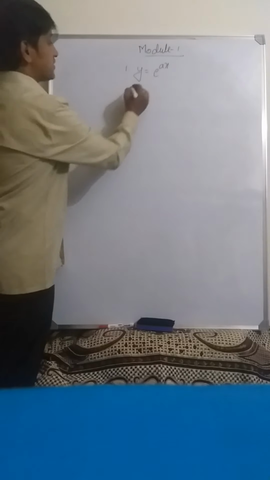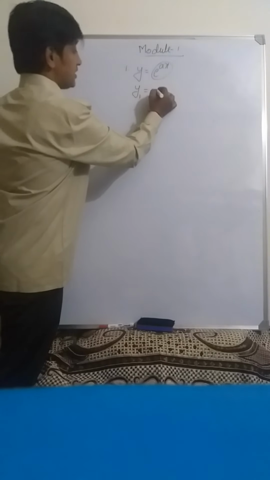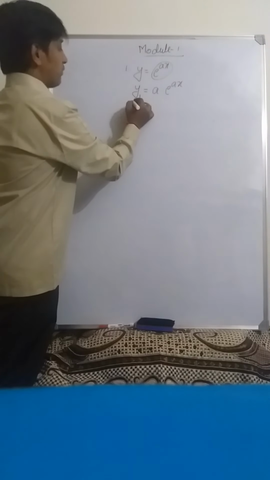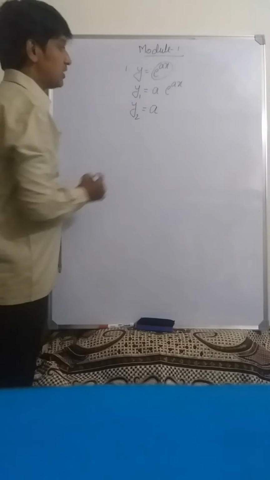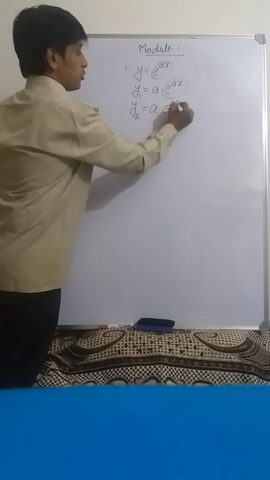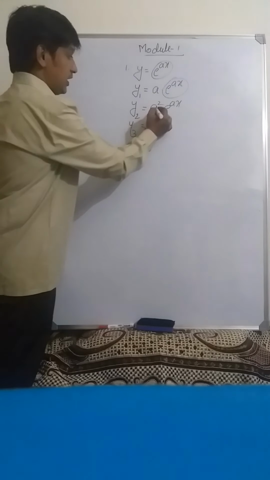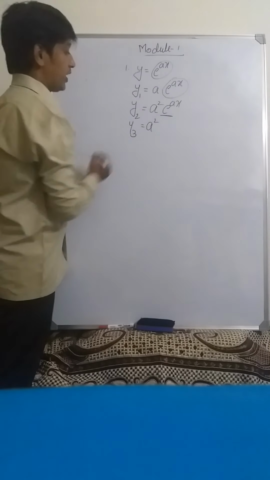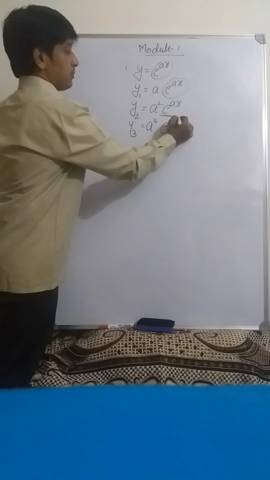What is the first differentiation, y1? The differentiation of e power ax is a e power ax. Now I want to differentiate this one more time. This a acts as a constant, so I'm going to keep it as it is. The differentiation of e power ax is again a e power ax, so I'll write e power ax, and a into a becomes a square. Now I'll differentiate one more time. A square I'm going to keep as it is. The differentiation of e power ax is a e power ax, so this becomes a cube. A square was there already, one more a will come, and it becomes a cube e power ax.